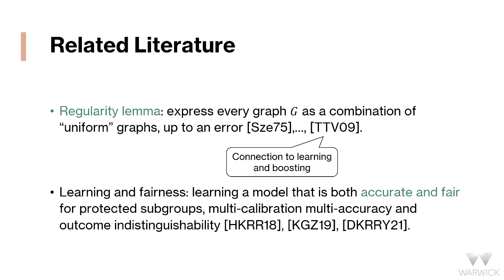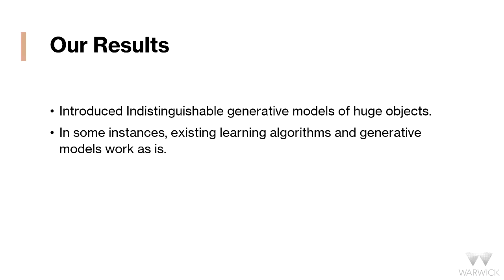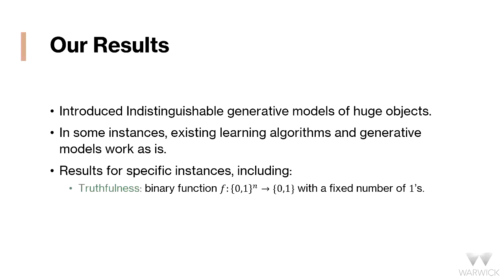So now I'm going to talk about our results. The first thing we did in this work was to introduce this idea of creating generative models for huge objects. And then we show that in some settings, existing learning algorithms and existing boosting algorithms work as they are, even in the huge object setting. In different situations, they don't work, and then we need to do more work. I'm going to talk about two such settings. In one of them we have some truthfulness requirement, which is not trivial. And in the other one we're handling a sparse object, in this case, a sparse graph.